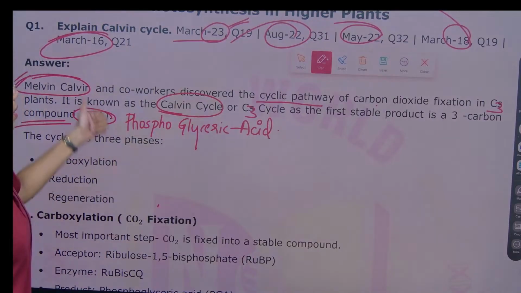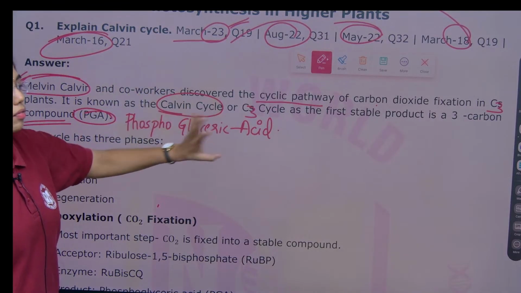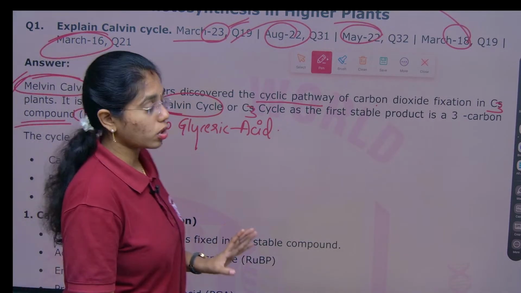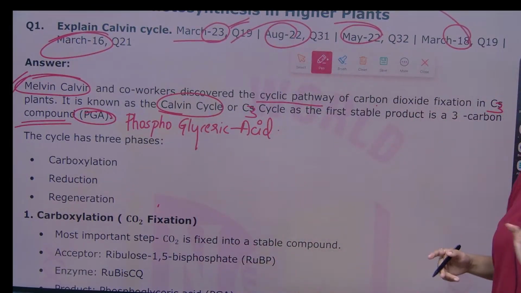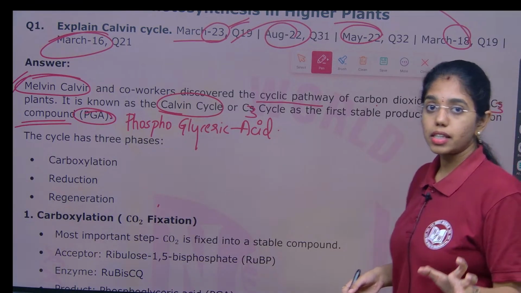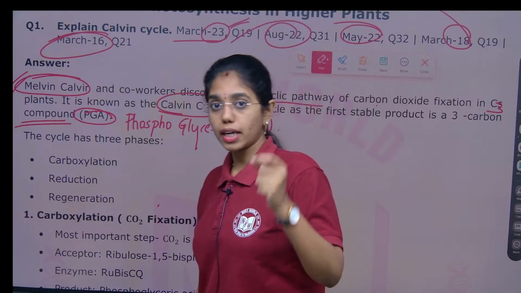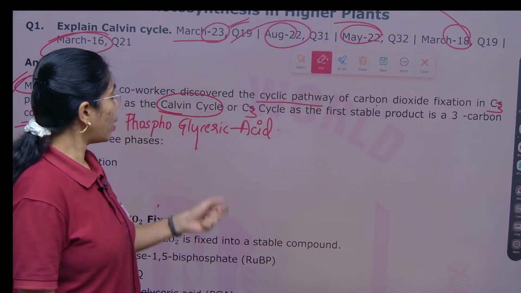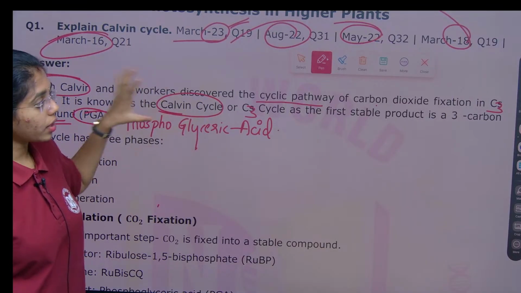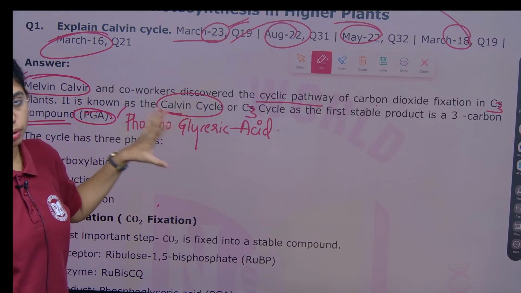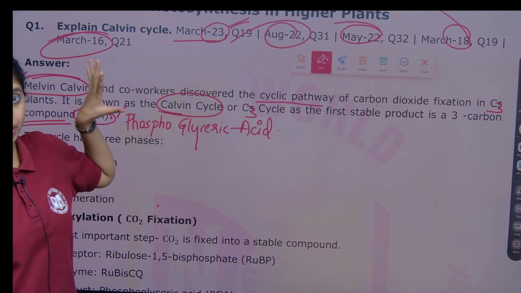So here you see, Calvin and co-workers discovered a cyclic pathway of carbon dioxide fixation in C3 plants. This is also known as the Calvin cycle or C3 cycle. Why is it also known as the C3 cycle? Because the first stable product that is formed is a 3-carbon compound, that is phosphoglyceric acid. These are the introductory points where the examiner will mostly be looking. These are the introductory points to be covered.